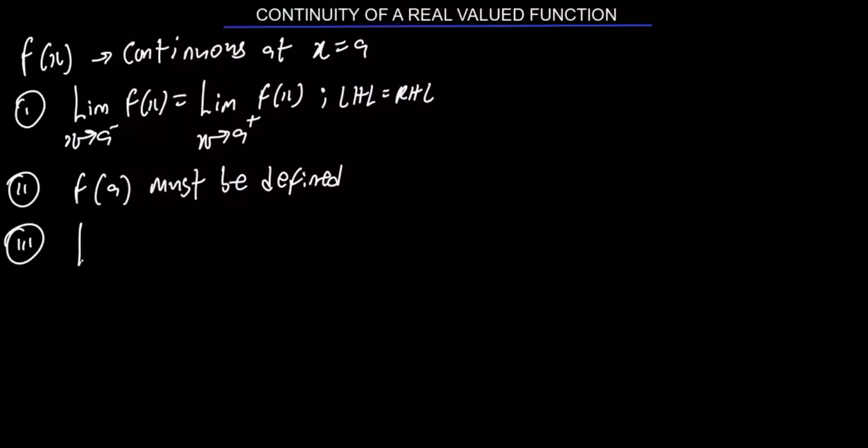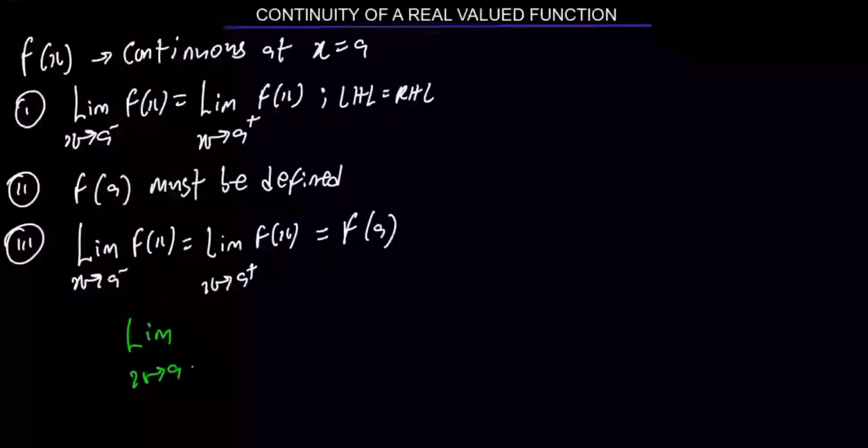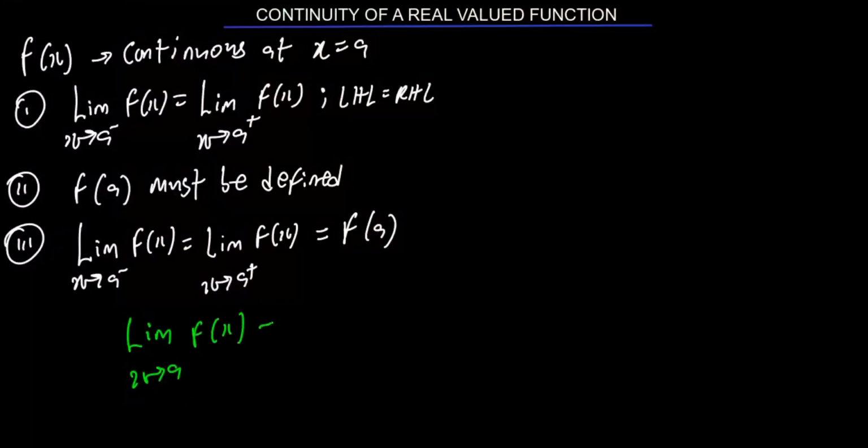The last one is that the limit as x tends to a negative of f of x, which we already know is equal to the limit as x tends to a positive of f of x, since these two are equal, they must be equal to f of a. This means that the limit as x tends to a of f of x must be equal to f of a. If you can satisfy these three conditions, then a function is said to be continuous.